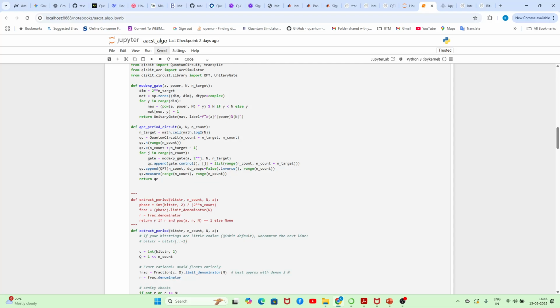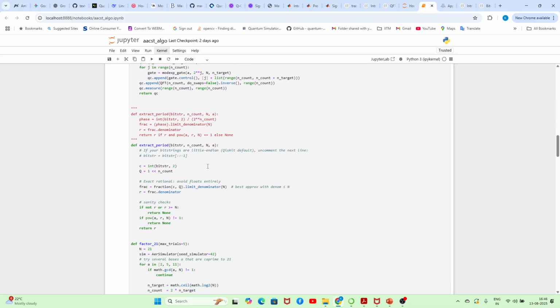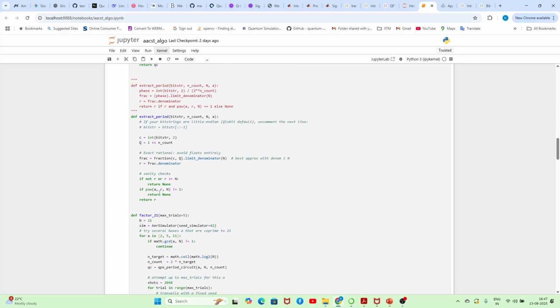As I told you, we don't have to break down QFT because we can simply call the function. It's readily available. QFT is available in the circuit library, so you don't have to break your head. Then we need to extract the period by classical computing, right? Fractional class, I told you. So that will give directly the period. We need to do some sanity check on the R value, whether it's correct.